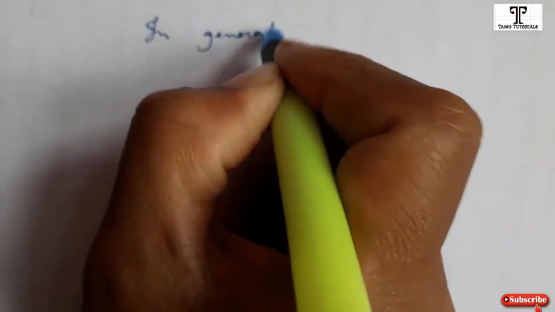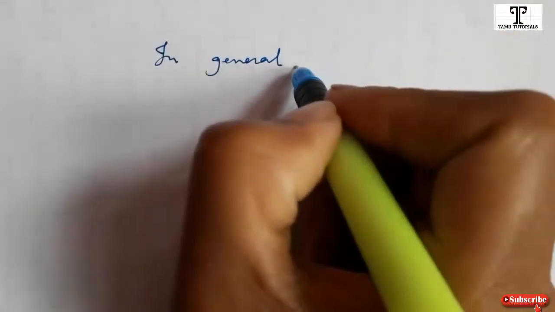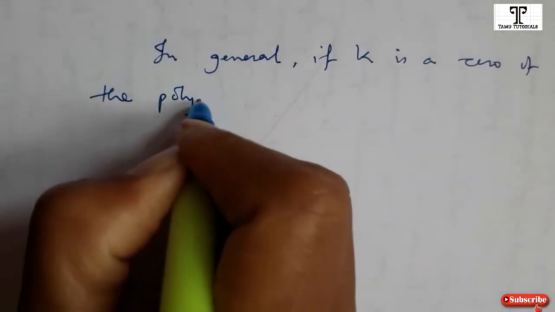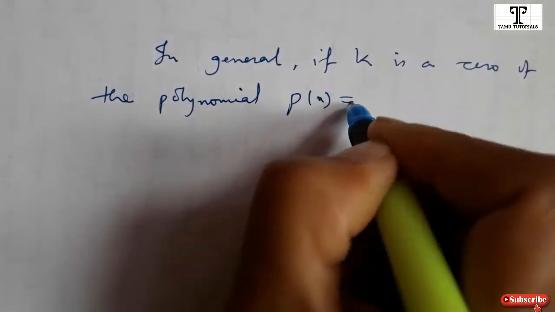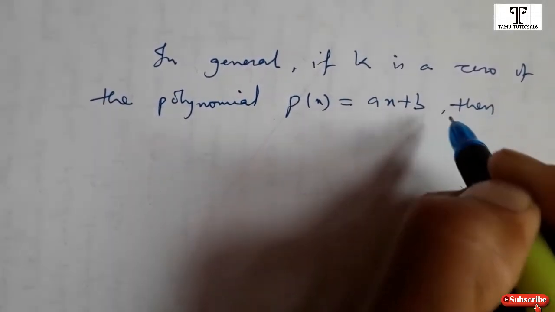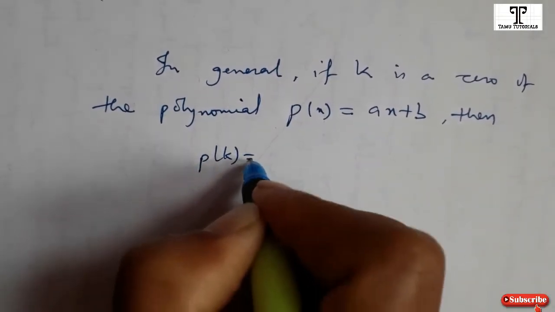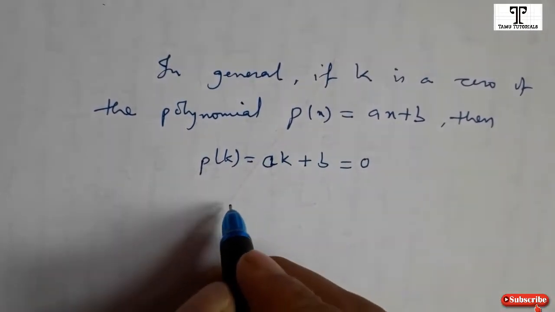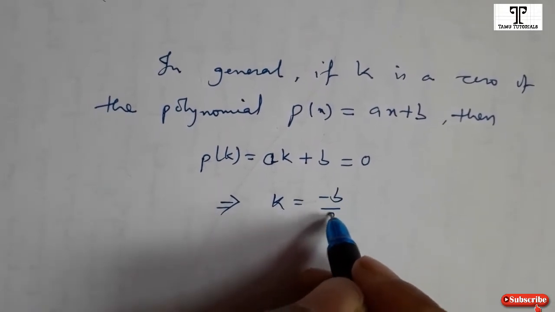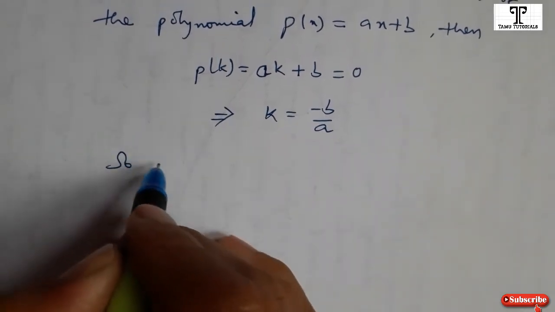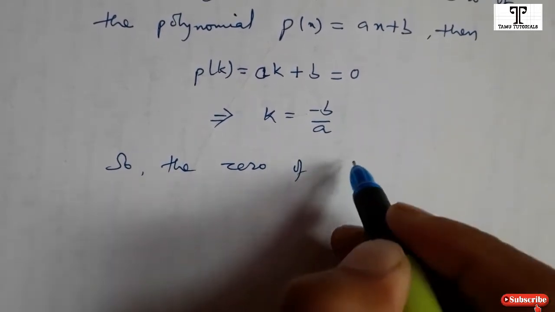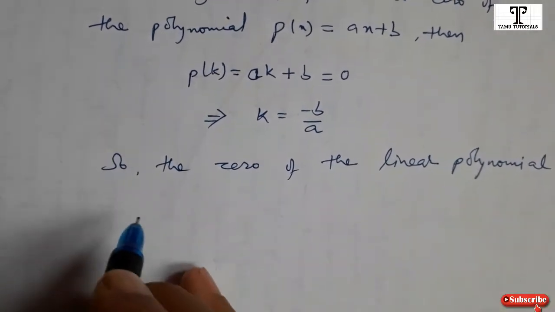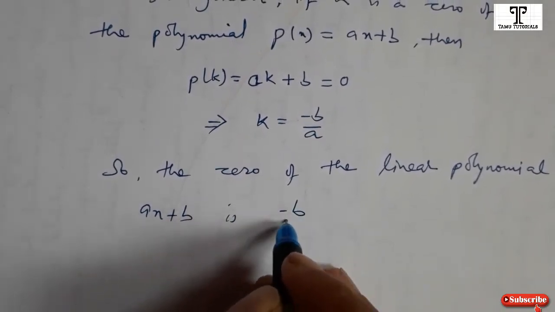In general, if k is a zero of the polynomial p(x) equals ax plus b, then p(k) is equal to ak plus b equals 0. So this implies k is equal to minus b by a. So the zero of the linear polynomial ax plus b is minus b by a.